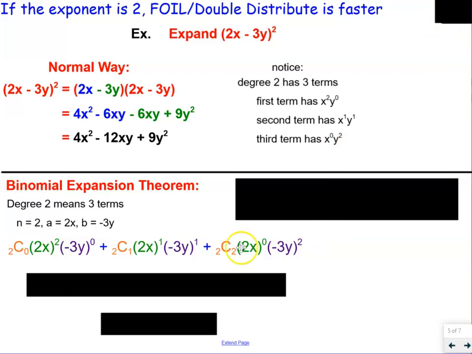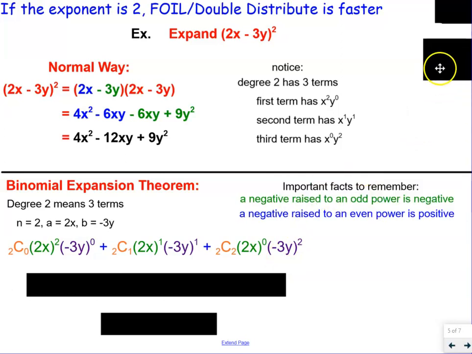So because there are 3 terms, the first thing will be 2 choose 0. Then the first term 2x, the a term, squared, and the second term negative 3y to the 0 power. Then for the second term, it'll be 2 choose 1, then 2x to the first power, negative 3y to the first power. That third term will be 2 choose 2, 2x to the 0 power, negative 3y to the second power. Then you're going to calculate this.